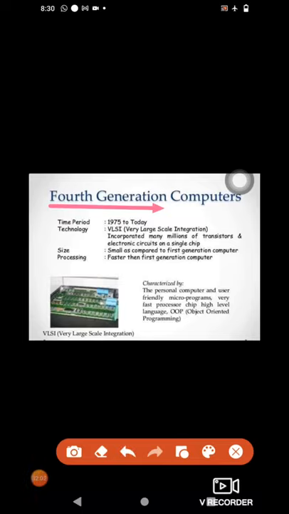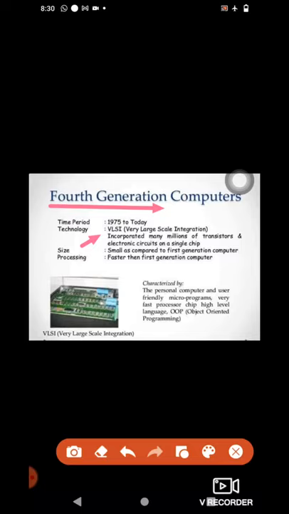See the fourth generation computer. VLSI stands for very large scale integration. What did they do? Incorporated many millions of transistors and electronic circuits on a single chip. Size small as compared to first generation computer. Processing faster than first generation computer. In this we are comparing it to the first generation.